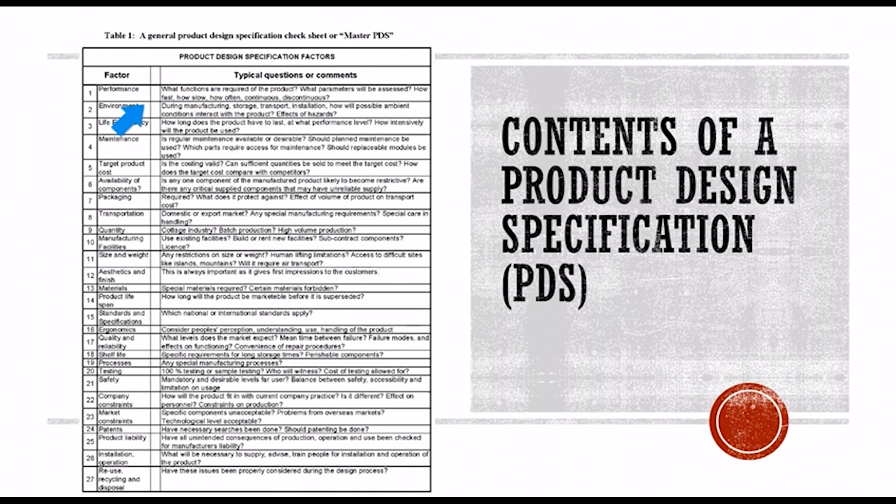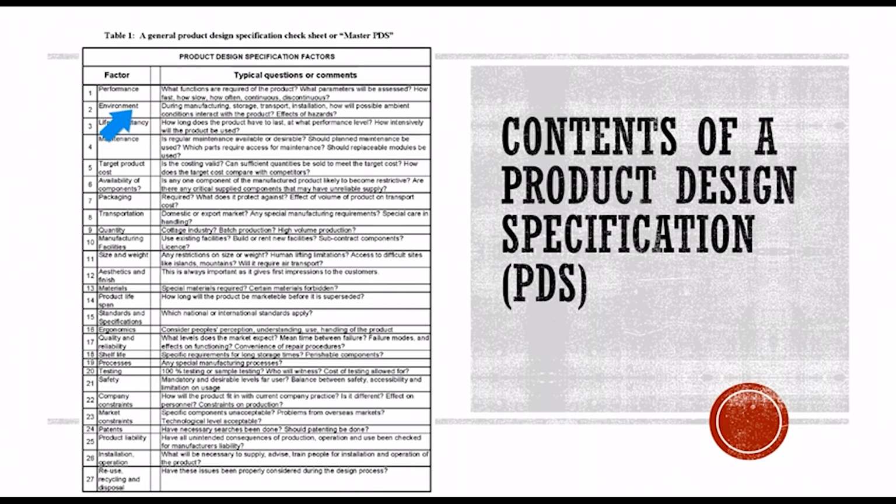And you can see the second one, the environment factor. In order to identify what the environment factor related to a product is, we can look into the next column. We need to ask, for example, during manufacturing, storage, transport, installation, how will possible ambient conditions interact with the product, effects and hazards? So this is the thing that we need to consider for the environment factor.